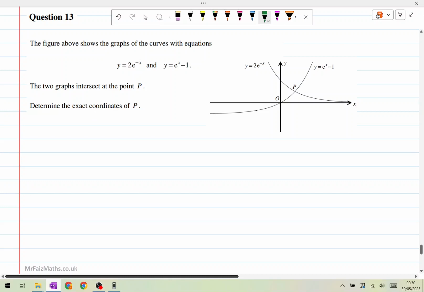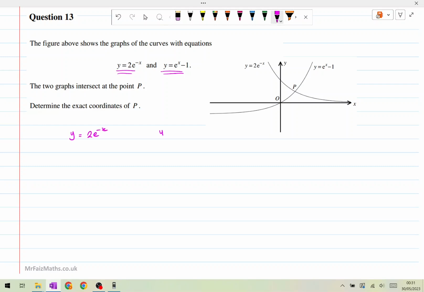Question number 13, we are given these two curves here and asked to find the point of intersection. And whenever you're asked to find the point of intersection between two curves, what you need to do is solve them simultaneously. So we have one equation which is y equals 2e to the minus x, and the other one y equals e to the x minus 1. To solve these, I'm just going to set these two equal to each other. So let's say e to the x minus 1 is equal to 2e to the power minus x.